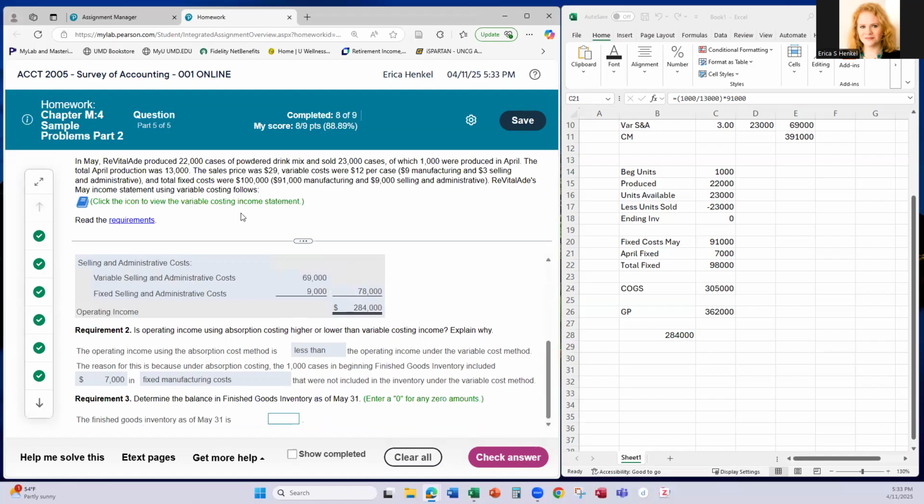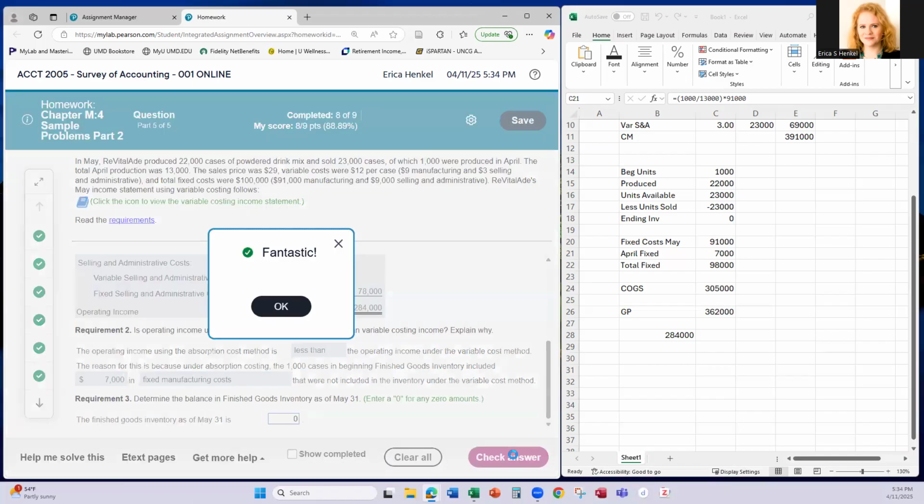And then again, same thing, we had 1,000 units left over from last time. And we will have 0 units left because 1,000 plus the 22,000 we made got us to 23,000, all of which we sold. All right, and that is it for chapter 4.